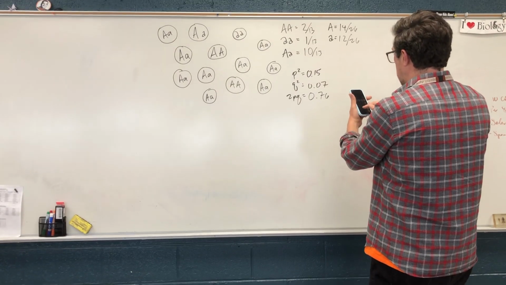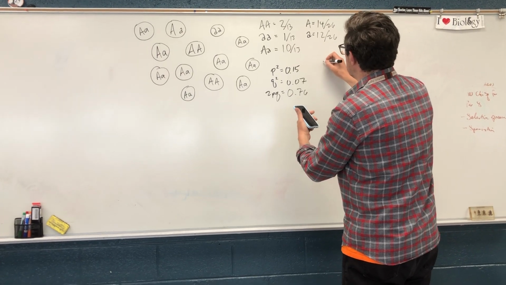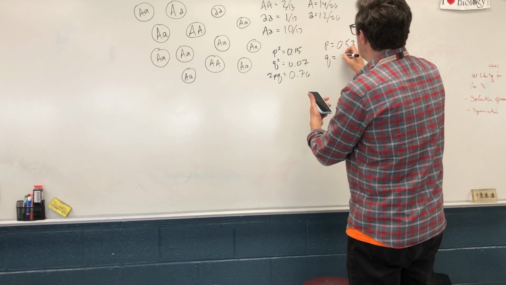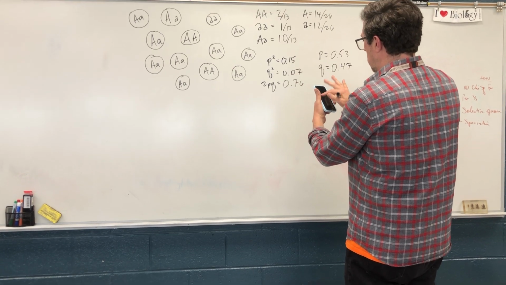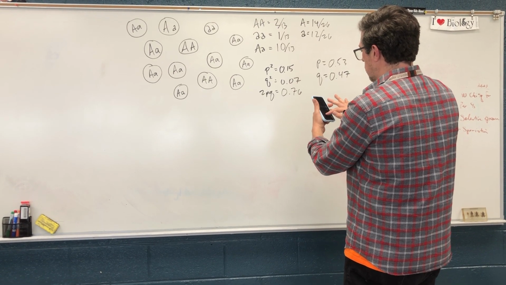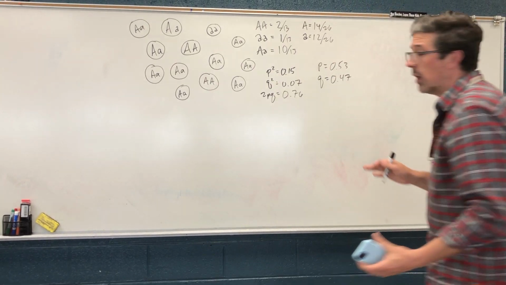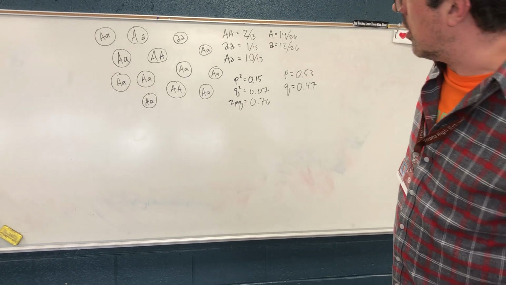Frequency of the dominant allele, 14 divided by 26. So this is going to be p, that's 0.53, and q should be 0.47. Let's just make sure that 12 out of 26 is 0.46, but that's good enough. Okay, so this is all what we observe.